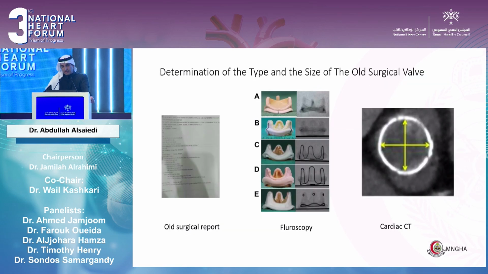Also, the size or the type of the surgical aortic valve could be known from the old records of the patient. Sometimes we do fluoroscopy to know the type of the surgical valve. Sometimes cardiac CT might help to know the type and the size of the old valve.